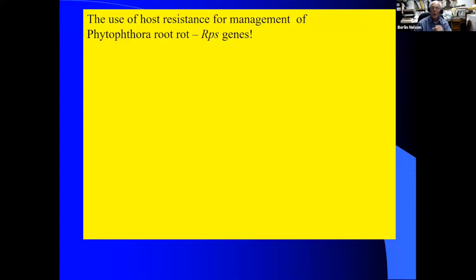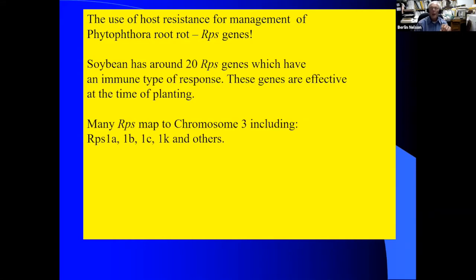Okay, so let's talk about host resistance for the management of Phytophthora root rot. That's really what the rest of this talk is about. RPS genes refer to resistance to Phytophthora sojae, the oomycete pathogen. There are at least 20 RPS genes that have been identified, and many of them have been well studied.